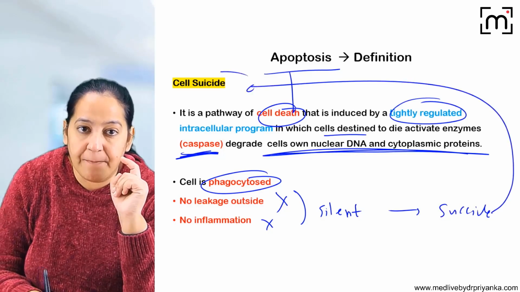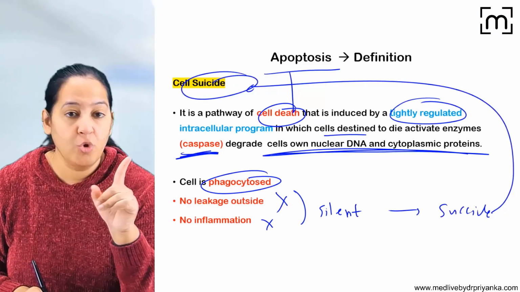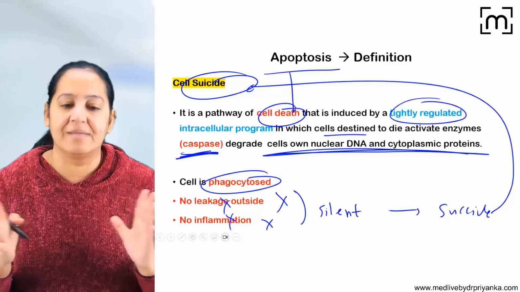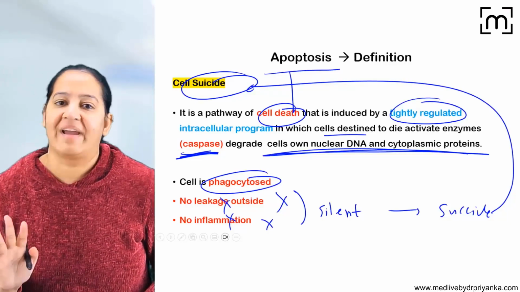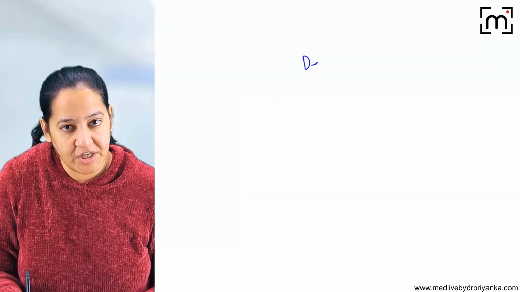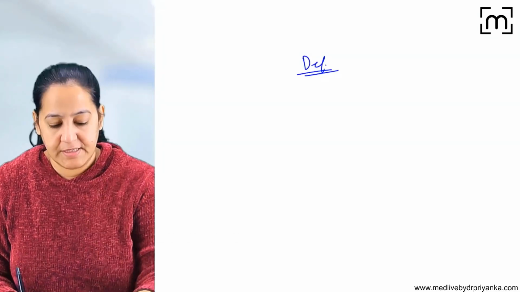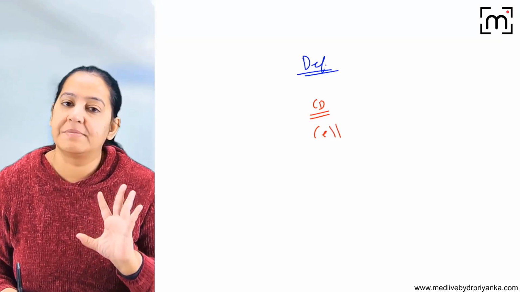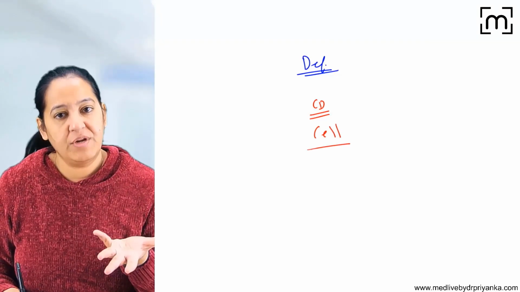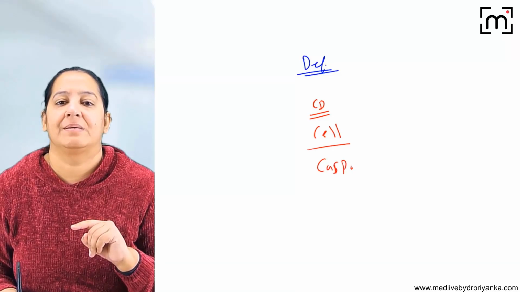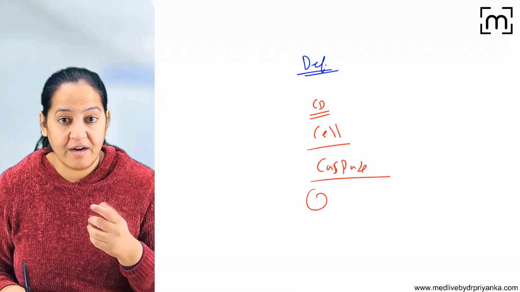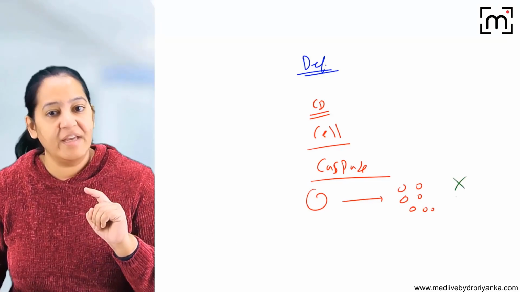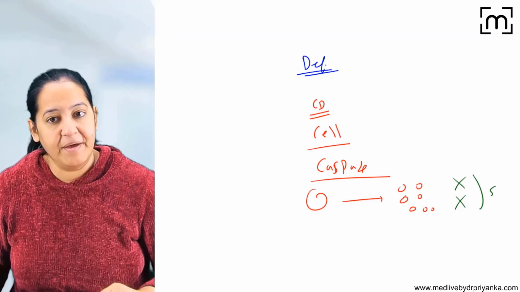So you have to write down, we compare it with suicide because it is silent. There is no leakage, there is no inflammation, in contrast to necrosis, in which there is leakage and inflammation, the other type of cell death. So how to define? Apoptosis is a programmed cell death in which the cell which is destined to die activates an enzyme known as caspase. Caspase will convert the entire cell into multiple small apoptotic bodies. During the entire process, there is no leakage, there is no inflammation, it's silent. That's why we compare it with suicide.